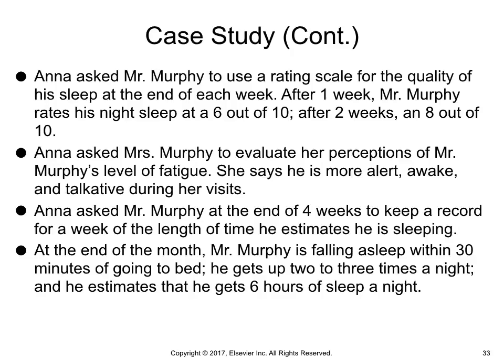Anna asked Mr. Murphy at the end of 4 weeks to keep a record for a week of the length of time he estimates he is sleeping. At the end of the month, Mr. Murphy is falling asleep within 30 minutes of going to bed. He gets up 2 to 3 times a night, and he estimates that he gets 6 hours of sleep a night.